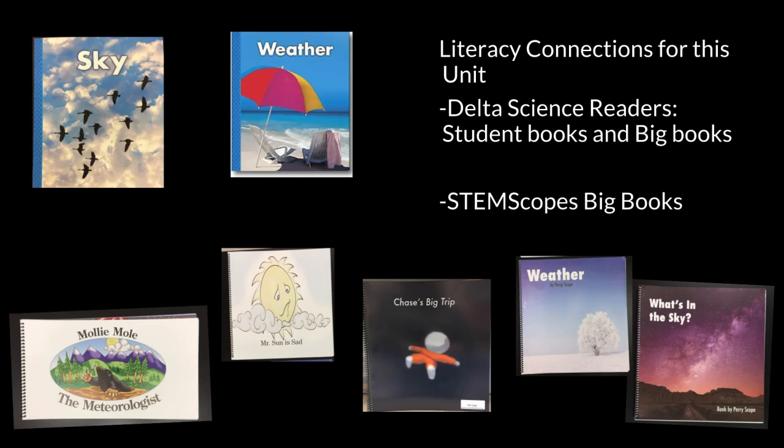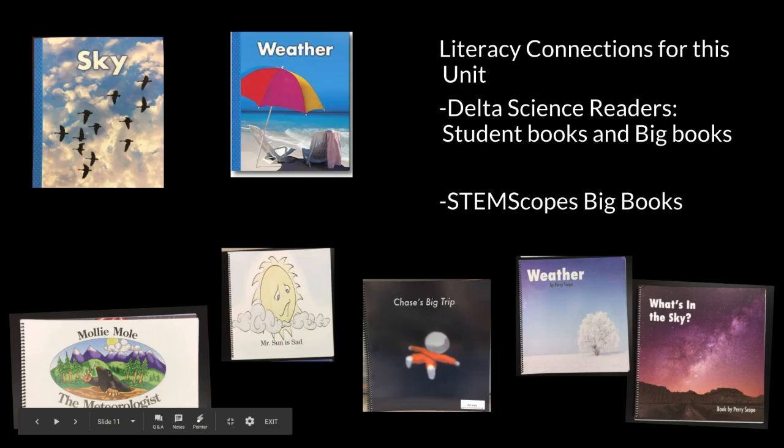And then I wanted to point out some of the literacy connections for this unit. We have a lot of great titles that fit nicely. The top two pictures are Delta Science readers. Remember, you have student versions of these books as well as the big book versions. And then STEMscope's big books, you got these 2 years ago, and there are several titles that fit in nicely with this particular unit. And there are the covers of the pictures.